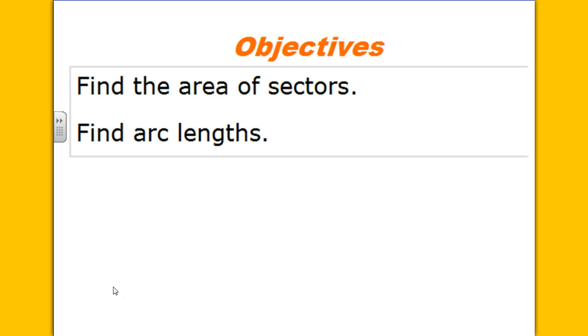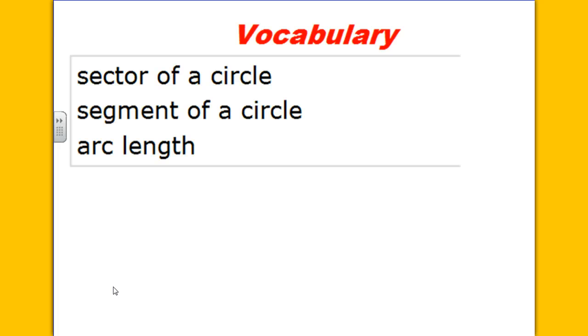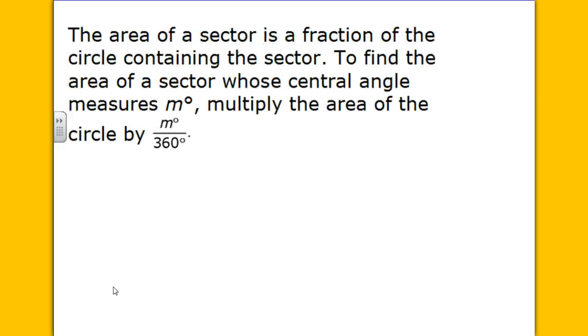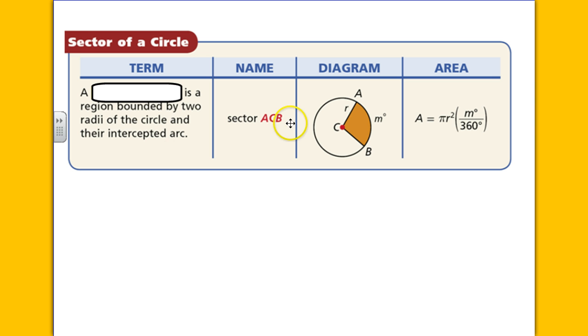So today we're going to find the area of sectors and find arc lengths. So we need to know what a sector of a circle is, a segment of a circle, and arc length. The area of a sector is a fraction of the circle that contains the sector. So to find the area of a sector that has a central angle of m degrees, we multiply the area of the whole circle by that part over whole: the central angle measured in degrees over the whole 360 degrees in a circle.